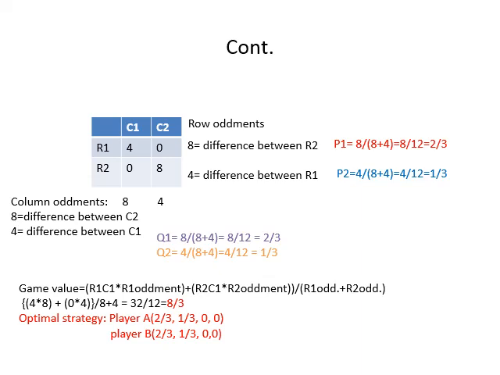Then we will find P1, the probability. P1 equal 8, the odd means, over the summation of the two odd means, 8 plus 4. 8 over 8 plus 4 equal 8 over 12 equal 2 over 3, and P2 equal the odd means 4 over the summation of the two odd means, 4 over 8 plus 4, 4 over 12 equal 1/3.